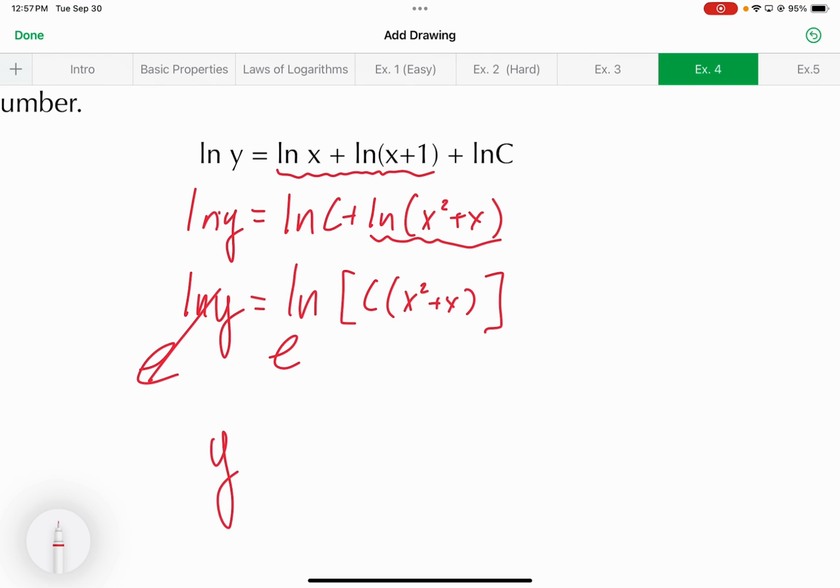And we end up with y equals, exponentiate the right side as well too, c times quantity x squared plus x. If I want to distribute the c, I can. I wouldn't necessarily say that it's important that I do. I feel like that is a sufficient expression. Okay? All right, we good there? Using more properties of logs. Okay, all right.